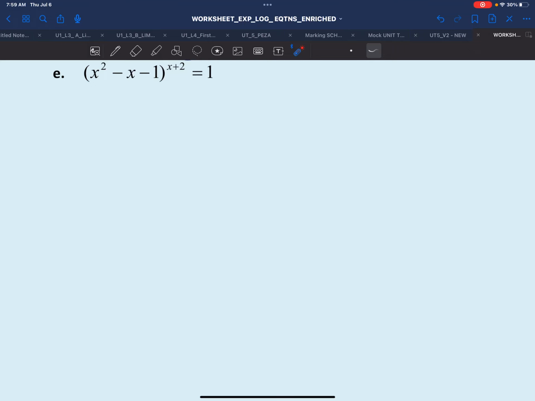Let's take a look at another exponential equation. This one is quite interesting, and what makes it special is the fact that we have variables in the exponent and in the base. Quite interesting, isn't it? So, how would you approach that?